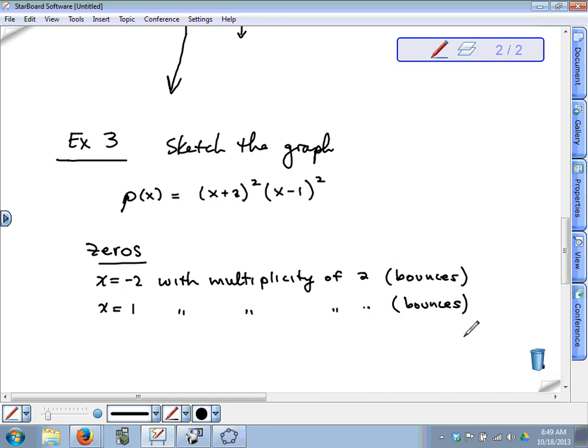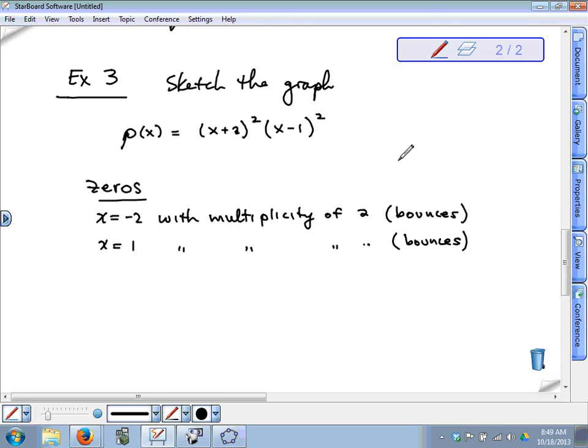Ready to think critically for just a second? Is there any piece of this graph that will be below the x-axis? No. How come? Because there's no odd exponent. No matter what you choose for x, you're going to eventually be squaring it, which is always going to result in positive numbers. Every piece of this graph is going to be above the x-axis. So there's the zeros.